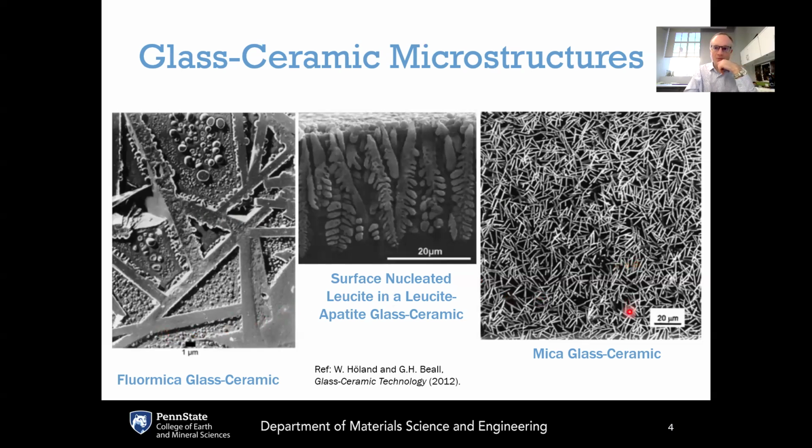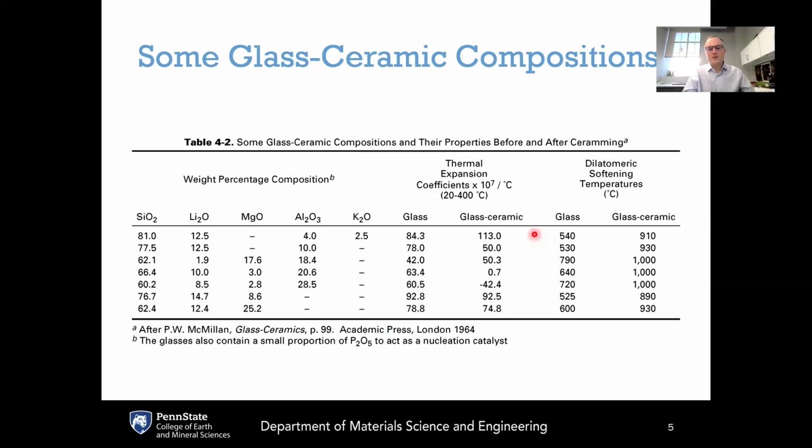These examples on the left and the right are both bulk nucleated glass ceramics, where we use homogeneous nucleation and subsequent crystal growth of the homogeneously nucleated system. You can also have surface nucleated glass ceramics, and that's what's shown here in the middle. This shows surface nucleated leucite and a leucite apatite glass ceramic. These can be useful, for example, for dental applications. Most glass ceramics that are used in industry are bulk nucleated, but there are some that are surface nucleated as well.